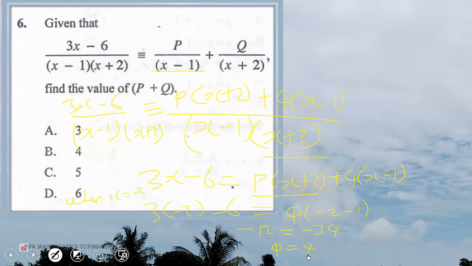Again, when x is equal to 1, this becomes 0. So we are going to get 1 plus 2, which is 3p.